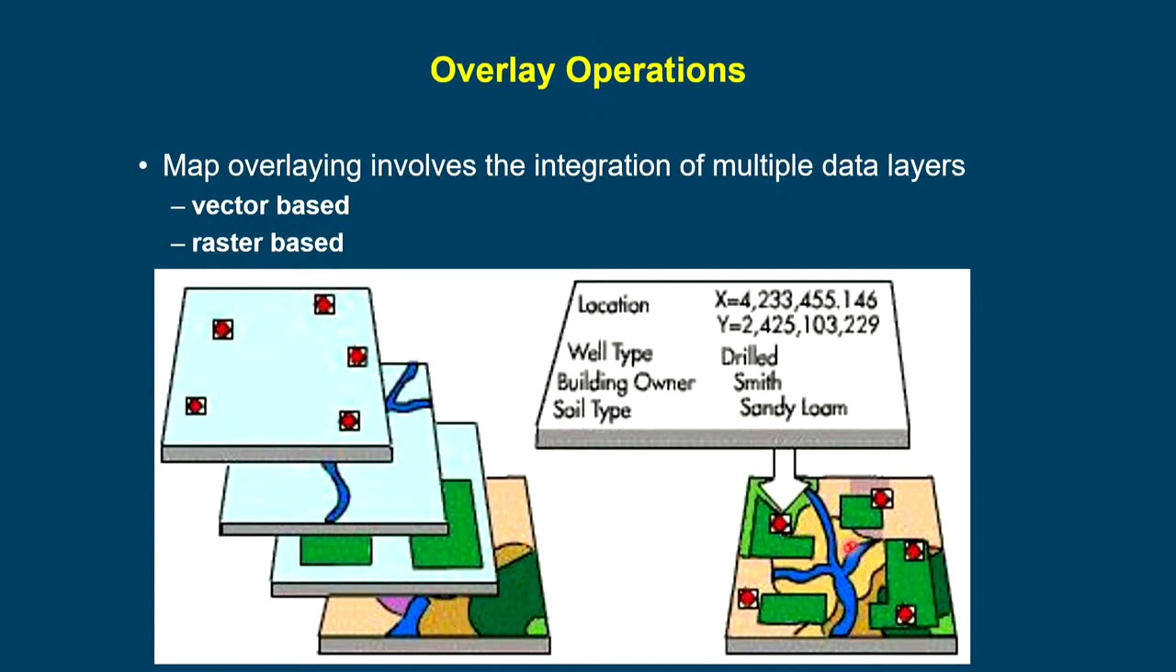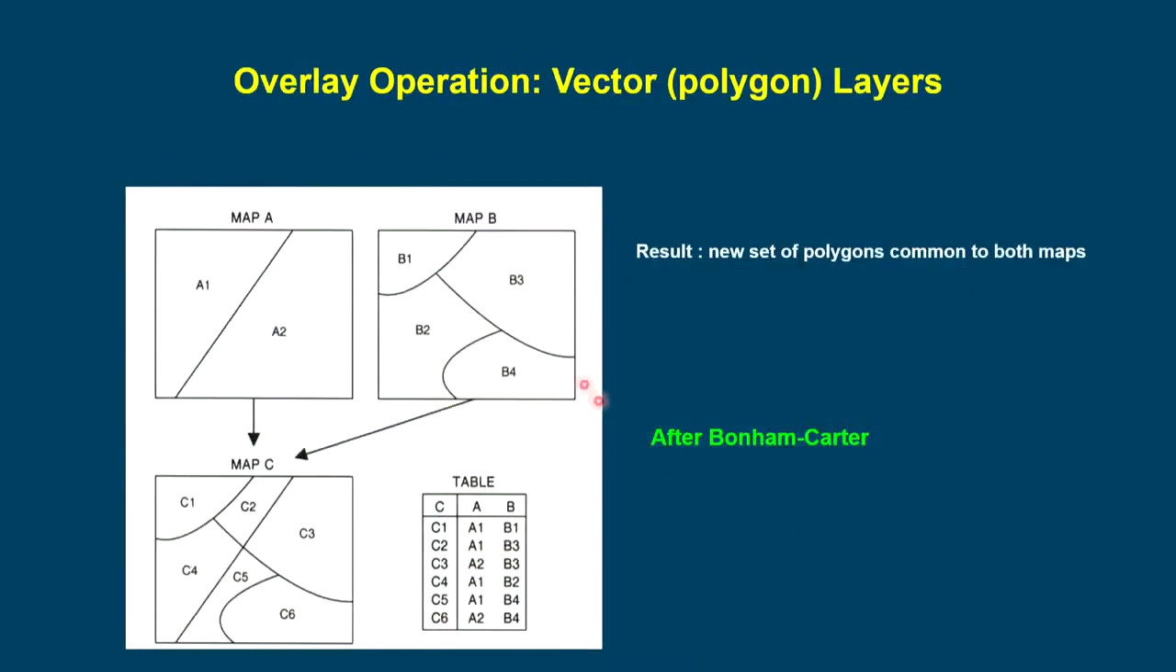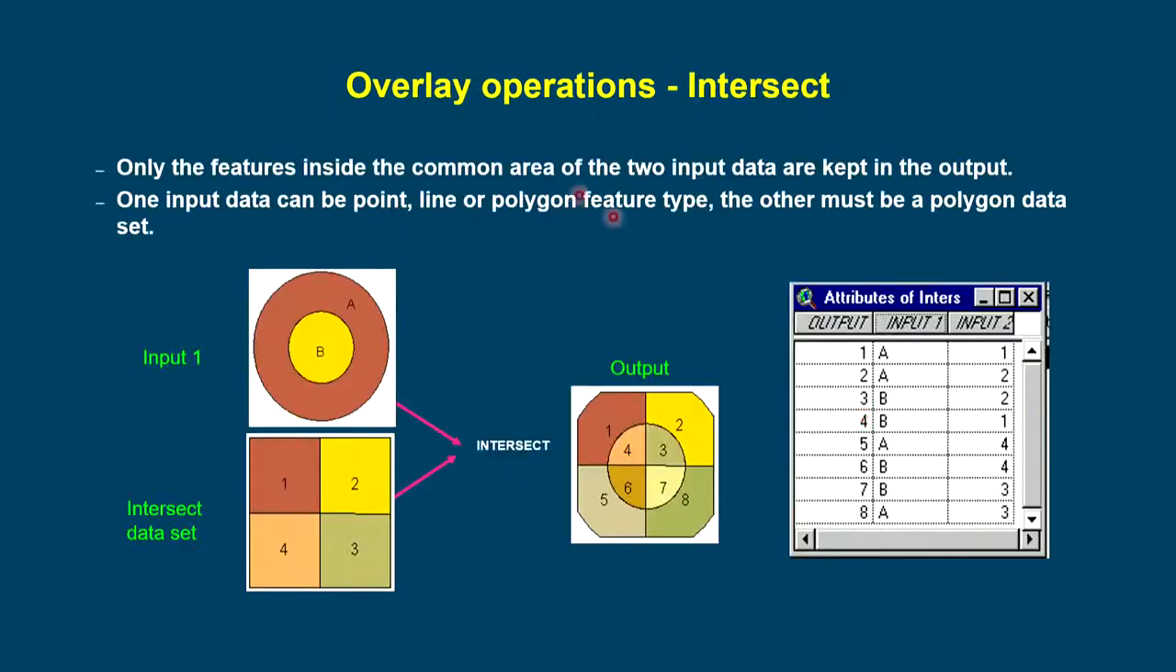So all of them you can dissolve or overlay. All the layers you can visualize in a single layer and you can see the map like this. Overlay operations, vector layers. For example, one layer is this, another layer is this. If you are overlaying both of them, then the final output will be like this, and the attribute information will also be changed.